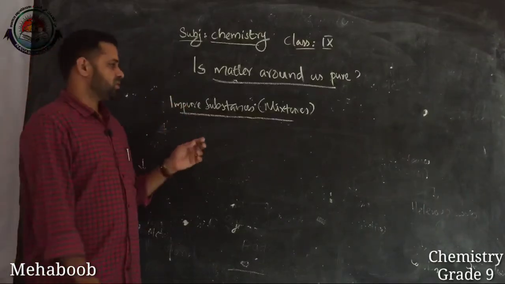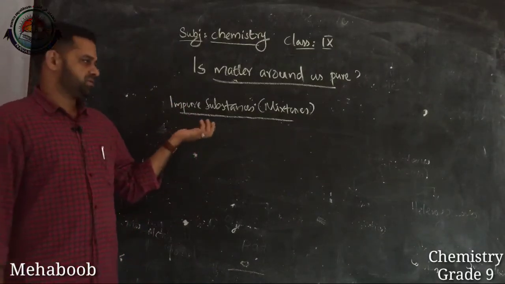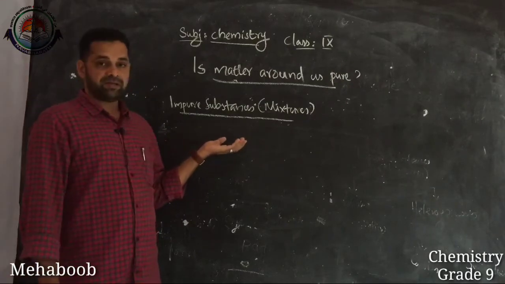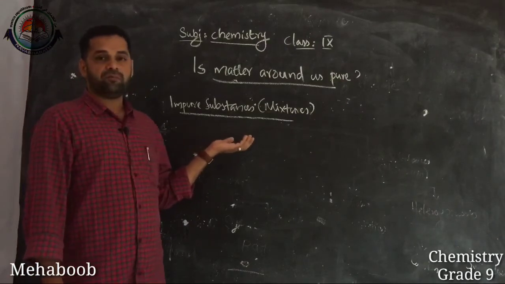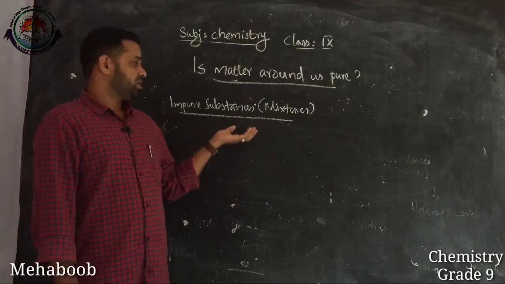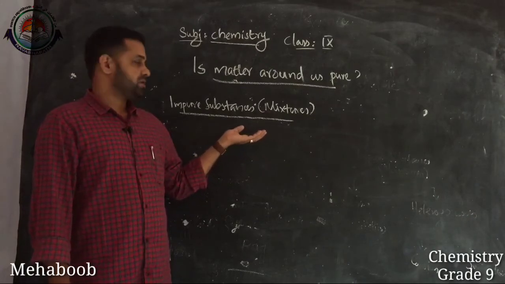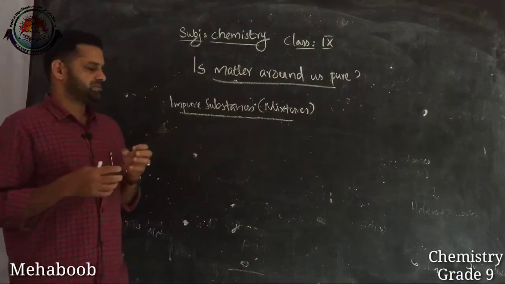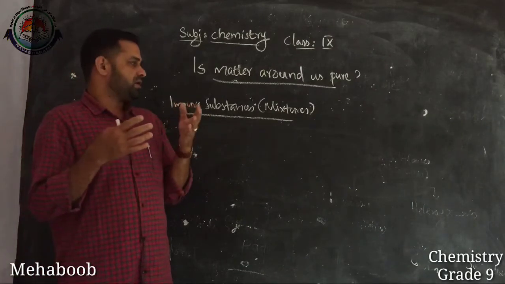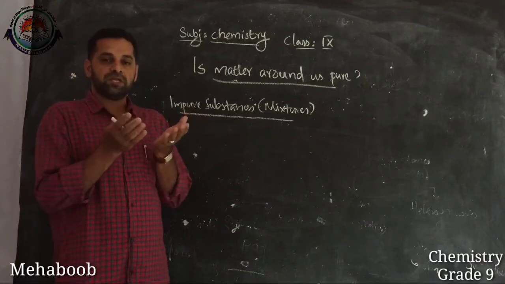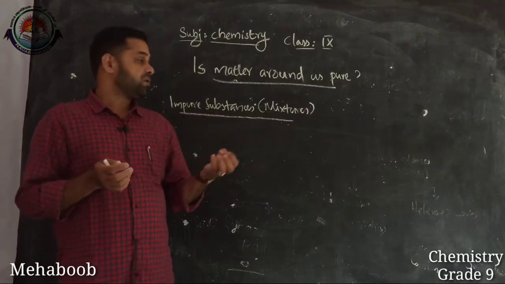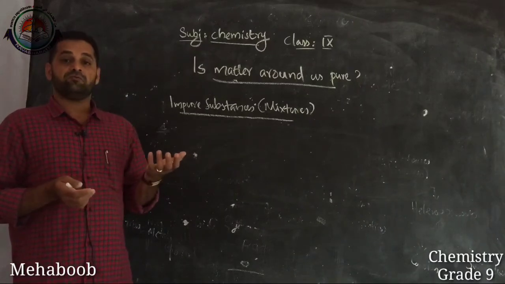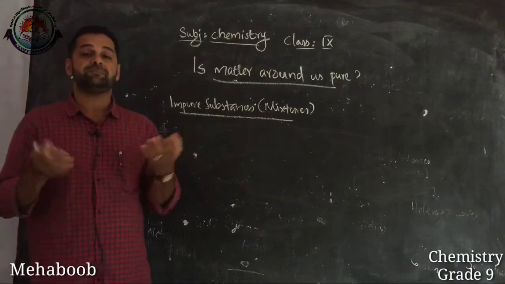Impure substances or mixtures are a form of matter which are made up of the combination of two or more pure substances, which are physically mixed in any proportion.